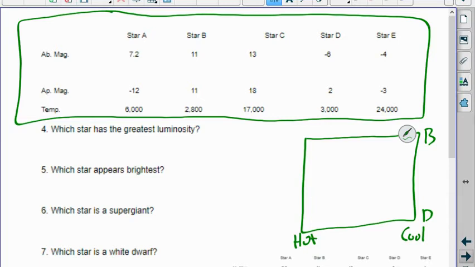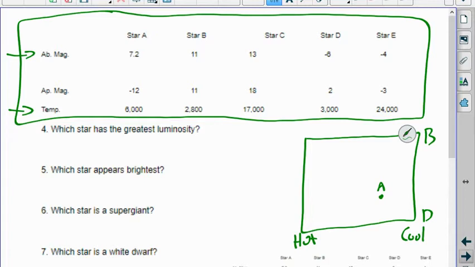You'll have an HR diagram on the test. So if I look at this first one to plot where they are, again, I look at the absolute magnitude and the temperature. A 7.2 and a 6,000. So 6,000 is kind of between cool and hot, but it's toward the cool end. And a 7.2 is pretty dim. So it would be down over here. So star A would be right there in the bottomish towards the right.